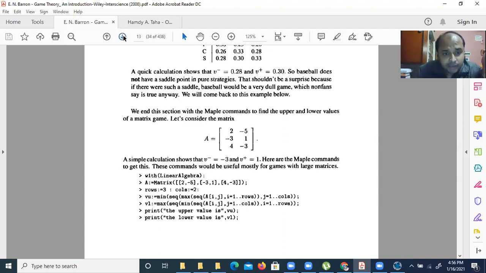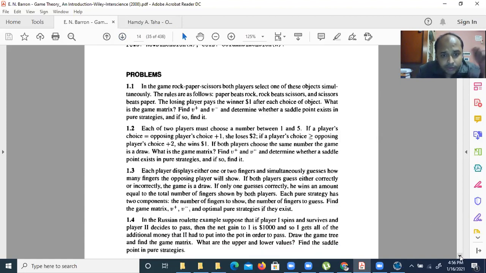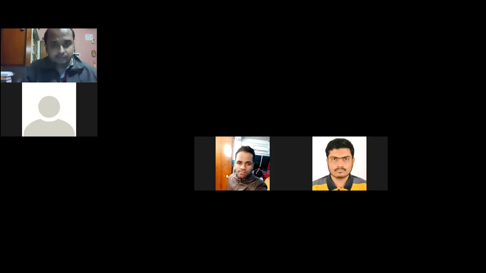Now let us come back to problem 1.2, and I'm going to do that problem by myself. Each of the players must choose a number between 1 and 5. If a player's choice is equal to the opposing player's choice plus 1, okay, let me stop the share and go to my actual setup which I'm comfortable with. Okay, so I have the problem with me. Let us try to solve this problem.